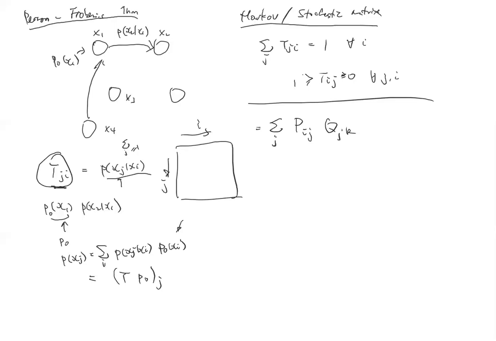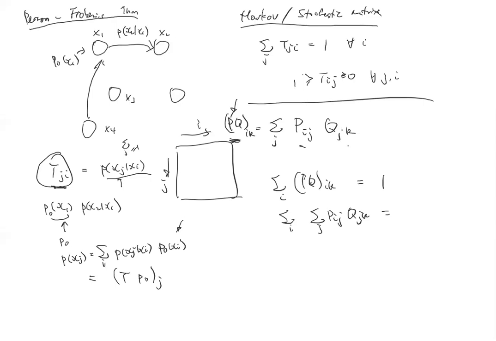the PQ, the ik element, is equal to just this thing here. Now, because all of these are bigger than or equal to zero, after the product each element is still bigger than or equal to zero. So to show that this product is stochastic, we just need to show that the sum over i of (PQ)_ik should be equal to one. But (PQ)_ik here is just the sum over j of P_ij Q_jk, summed over i, right?